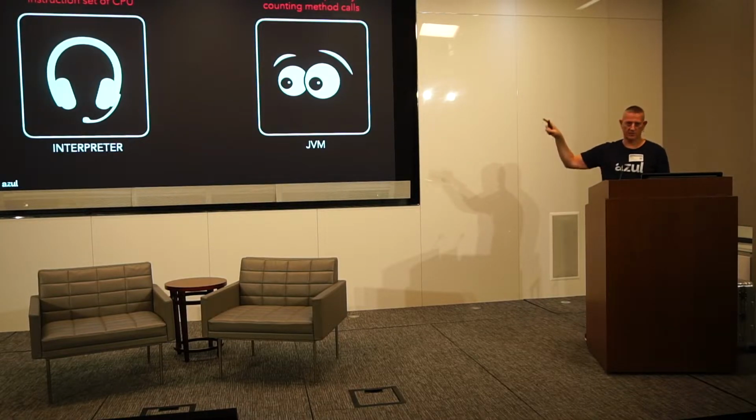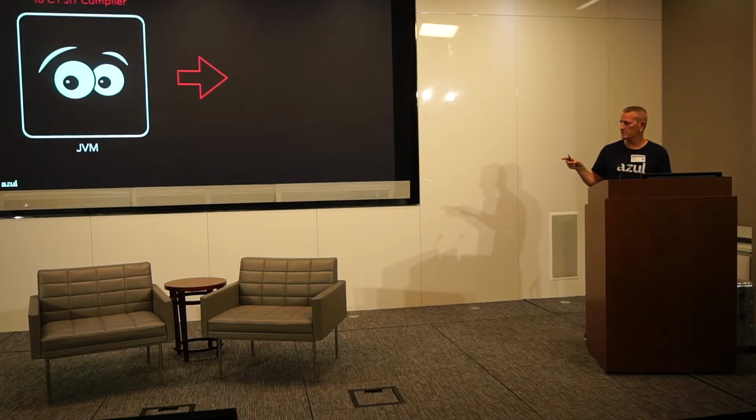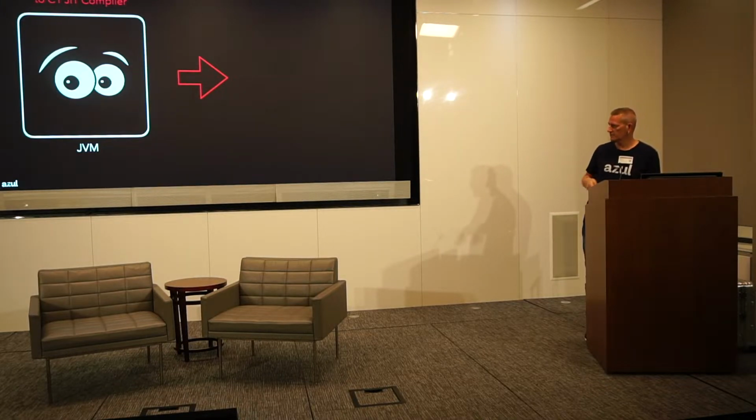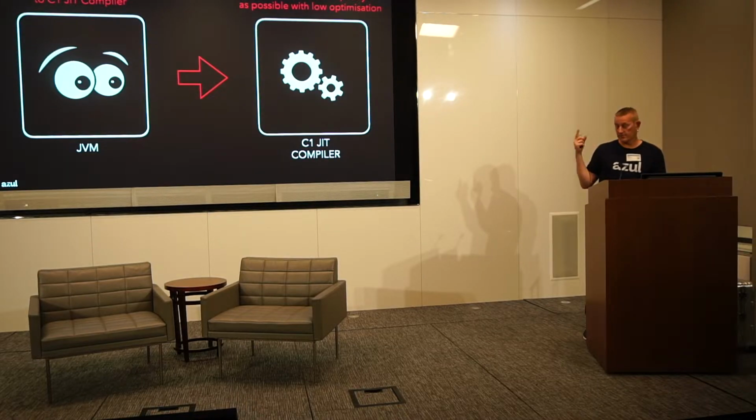And the JVM is watching that, profiling it, and counting method calls. So that means it really counts how often this method was called. And when this number reaches a threshold, it will take this code and forward it to the C1 compiler. The C1 compiler is the formerly known client compiler, and it is a really fast compile with low optimization.